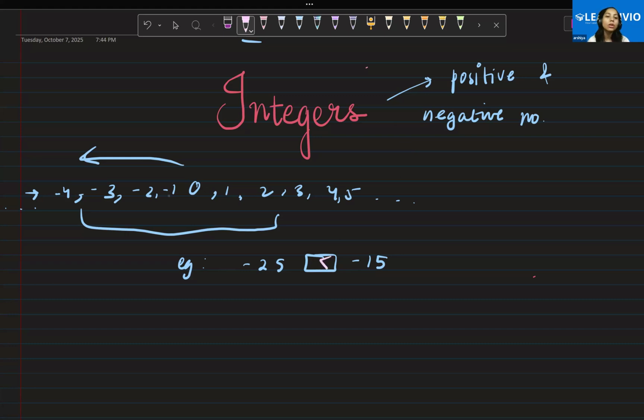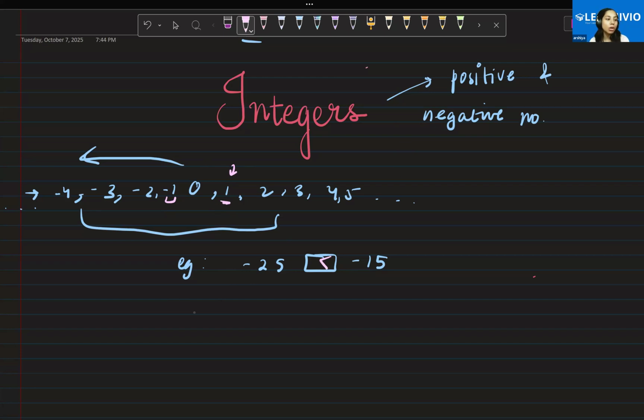So according to this, if I talk about -1, -1 will be the largest negative integer, and if I'm talking about 1, this will be the smallest positive integer, apart from 0, if you're not including 0. Okay, so this was about negative and positive.